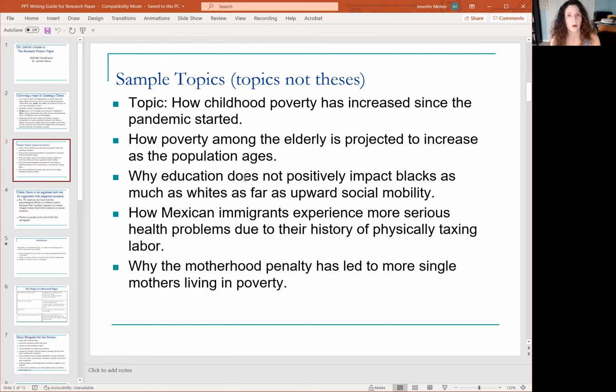So other good ones, poverty among the elderly is going to increase. It's going to be much worse because of the pandemic. There's so many topics that I just relate them all to the pandemic. So I'm not going to go through these because I'll just relate them all to COVID. But take a look at the sample topics and then keep in mind that the range of topics is basically infinite. There are so many inequalities that you can study.